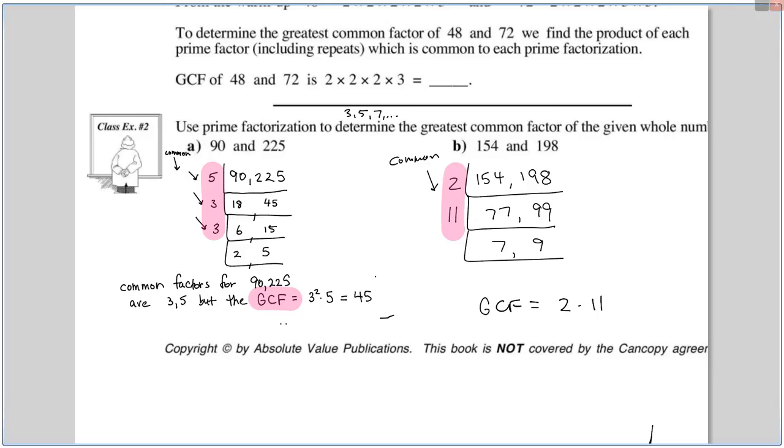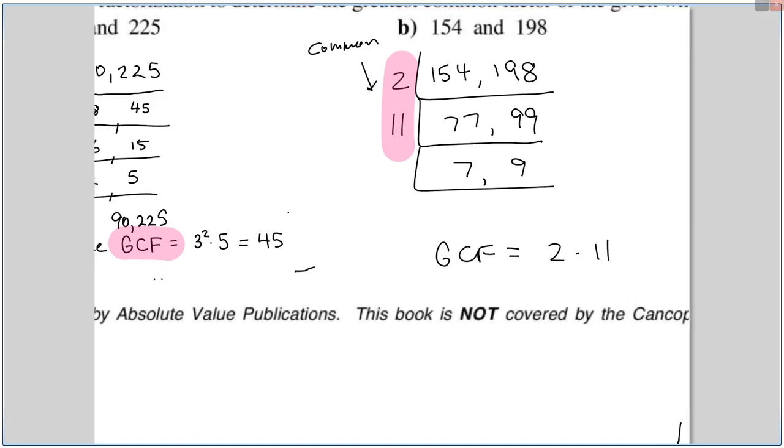The greatest common factor is 2 times 11. Okay? And the proper way of writing this would be like this, actually. Not like that. The proper way of writing this would be like this. It would be GCF bracket 154, comma 198, comma equals 22.